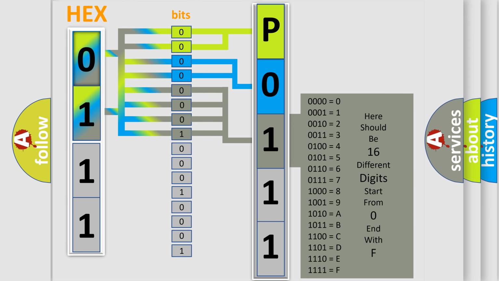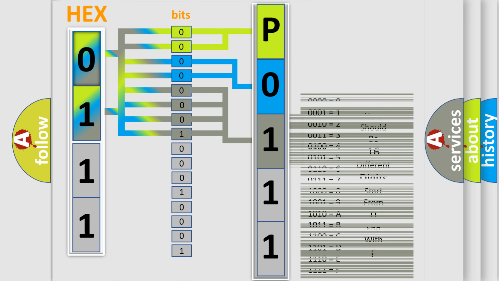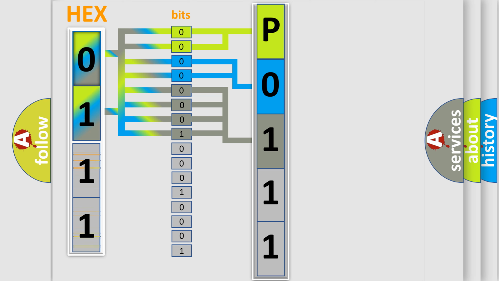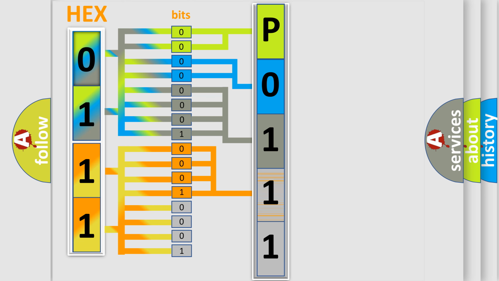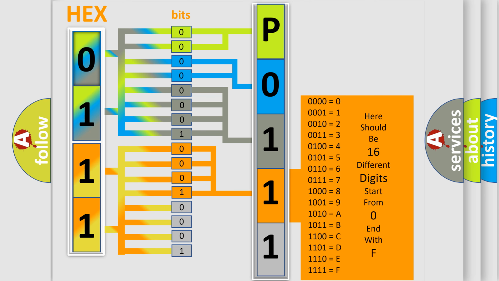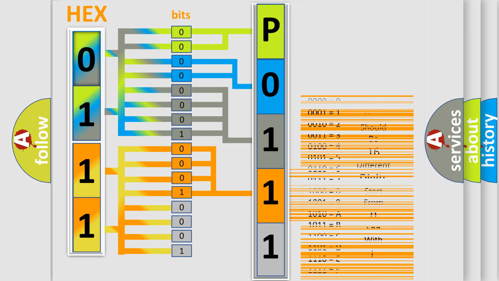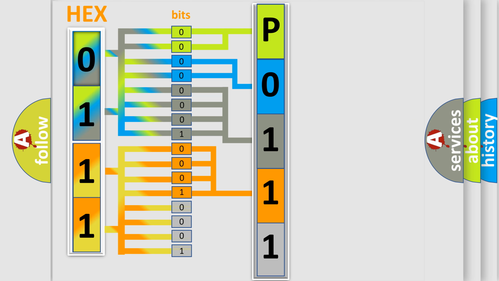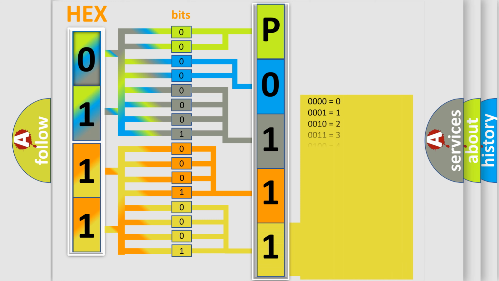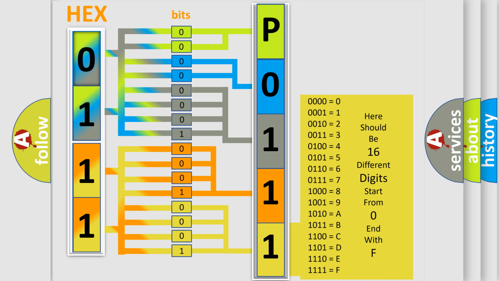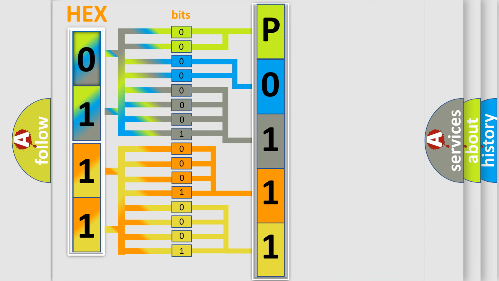The second byte is composed of a combination of 8 bits. The first 4 bits determine the fourth character of the code. And the combination of the last 4 bits defines the fifth character. A single byte conceals 256 possible combinations. We now know in what way the diagnostic tool translates the received information into a more comprehensible format.